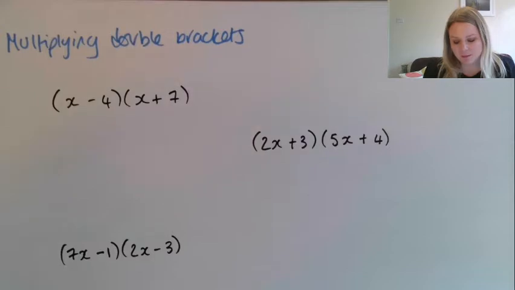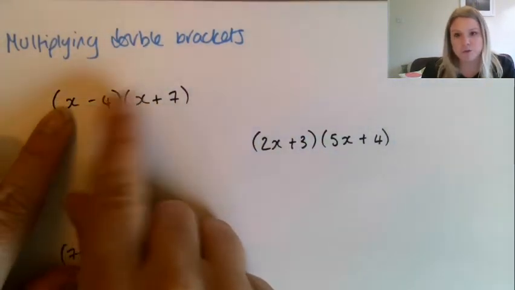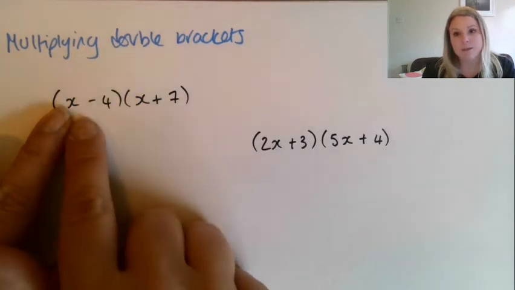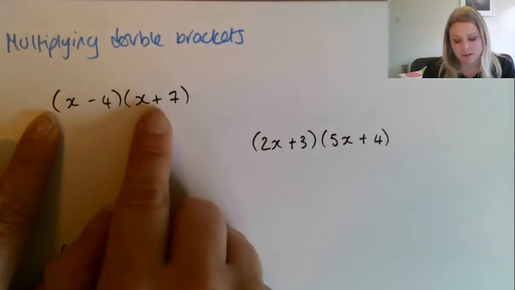Right, next wee bit then, multiplying double brackets. So again, we'll just do a few examples. So if you've got 2 brackets beside each other like this, it really means absolutely everything in this bracket has to be multiplied by absolutely everything in this bracket.